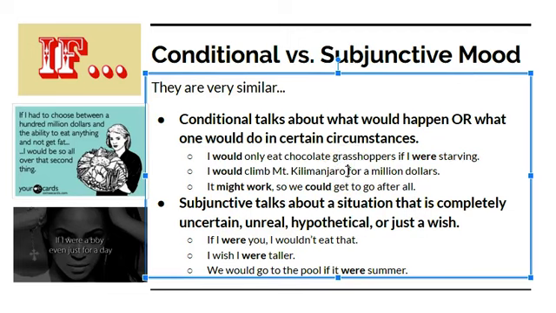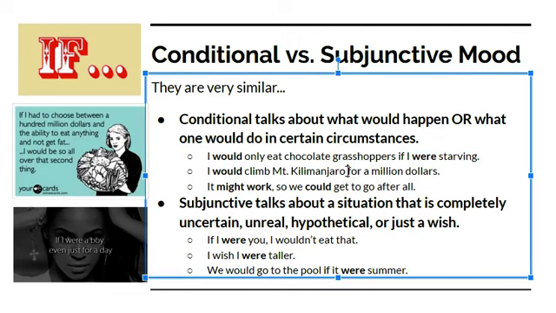Now, conditional often also has these would, could, or should, or might words. These hypothetical condition verbs. Would, could, or might, or may often come up. Now, subjunctive is similar, but the difference is that subjunctive talks about situations that are completely uncertain, completely unreal, hypothetical, or just a wish.